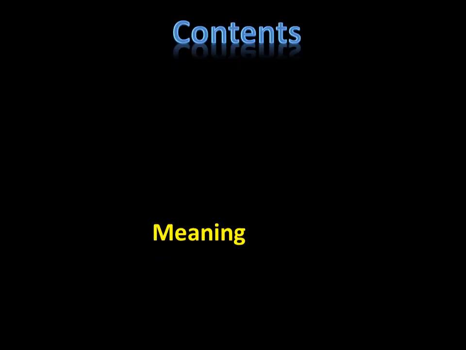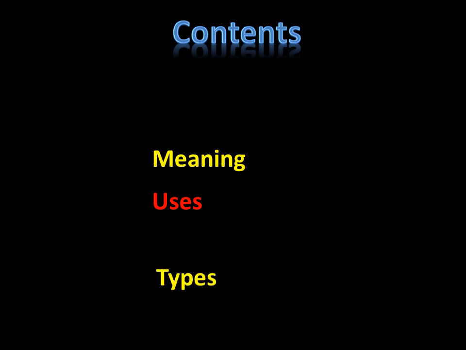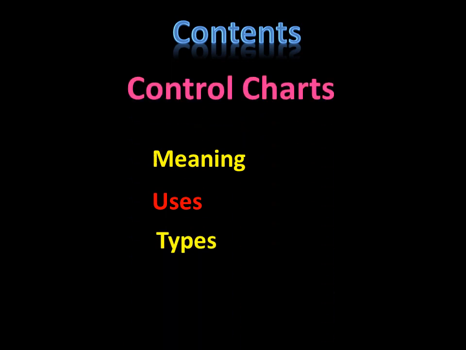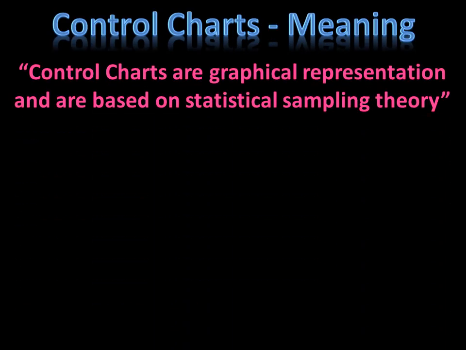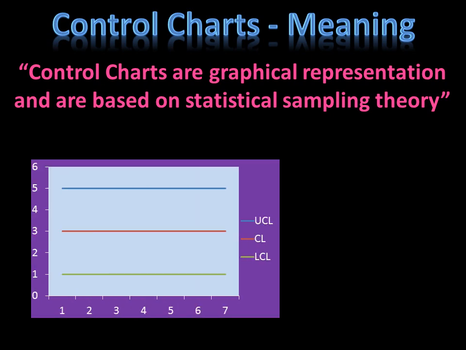This video enables you to understand the meaning, uses and types of control charts. Control charts are graphical representations and are based on statistical sampling theory. The quality of randomly selected samples from each lot is plotted on a graph to take decisions regarding control of the process, including whether or not to change process control parameters.